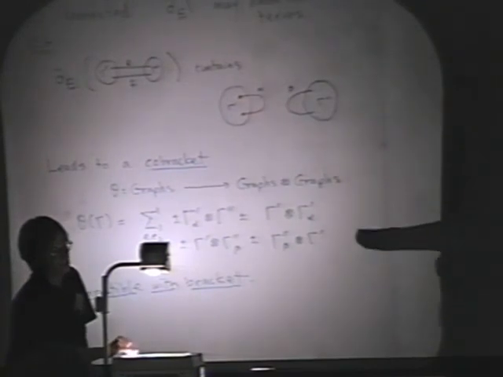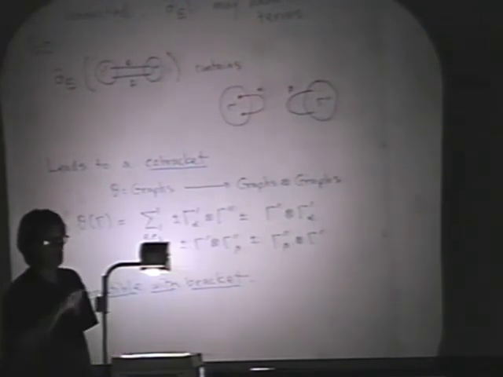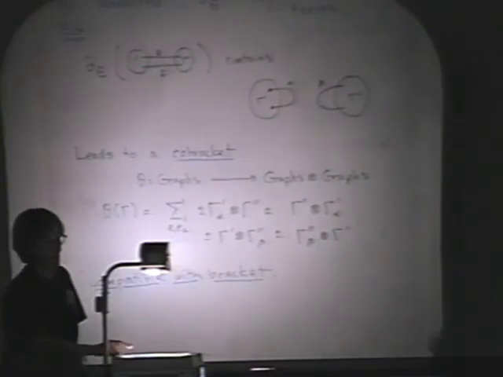I didn't put in the signs, so I didn't think you would actually see them, but they're there. Jim claims they're there. And this is compatible with brackets, so it gives a Lie bi-algebra structure. And that's my time.